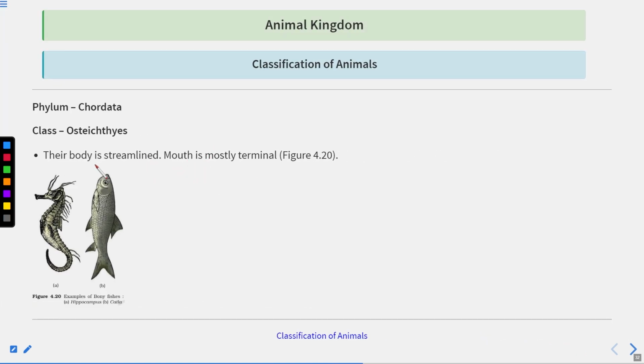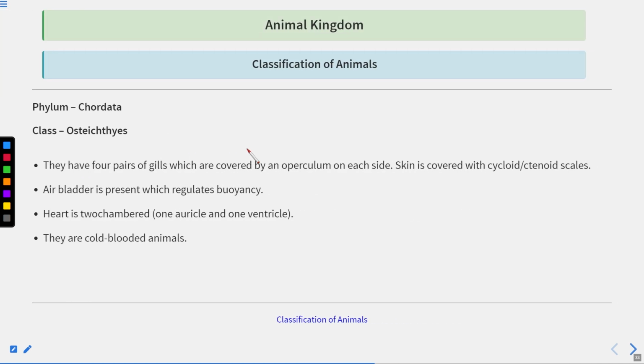Their body is streamlined, so they can cut the water current. That is why they have the streamlined body. Mouth is mostly terminal, right? In the case of chondrichthyes, you have seen that the mouth is ventral in position, but this has the terminal position. They have 4 pairs of gills which are covered by an operculum on each side. So the gills are covered, and that covering is called the operculum. Both the left and right sides have this operculum, and inside the operculum they have the gills region.